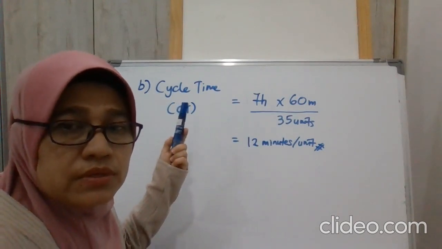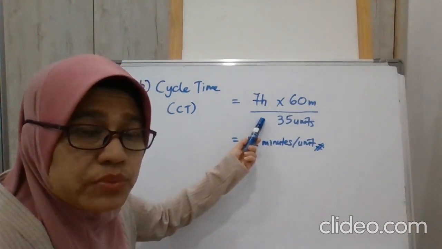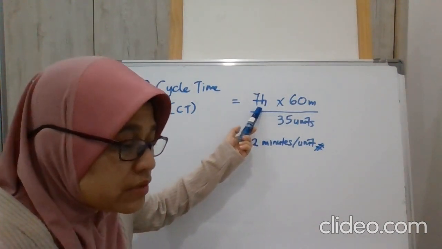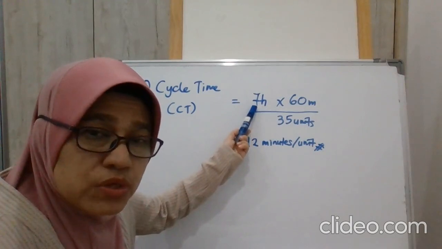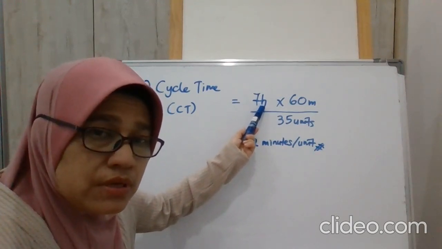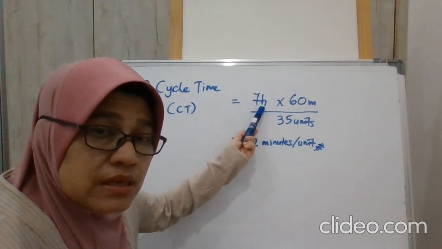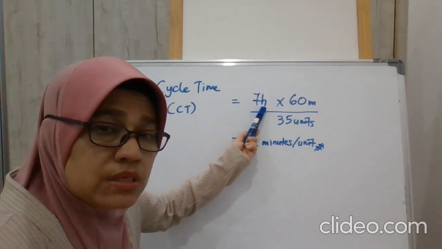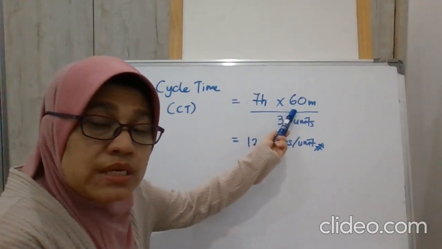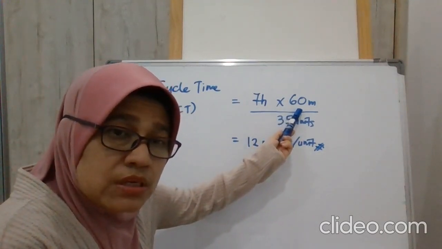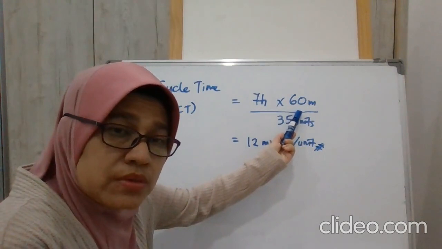This is the formula given. Cycle time equals available productive time per day divided by output per day. You are given in the question there are 7 hours productive time per day, as in the second sentence. You take this 7 hours, but because the task times given in the table are all in minutes, you have to convert these hours into minutes, so multiply with 60 minutes. If the question gives you seconds, then you have to multiply by another 60 seconds. In this case, we just multiply with 60 minutes.